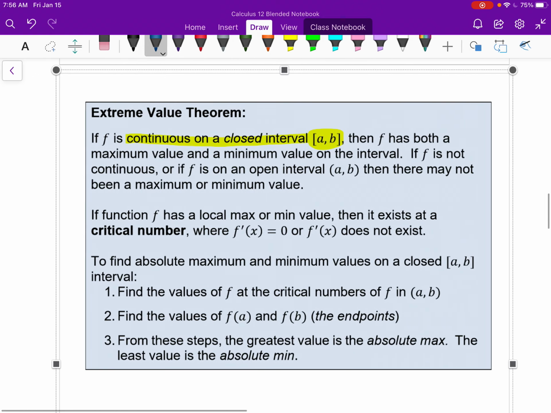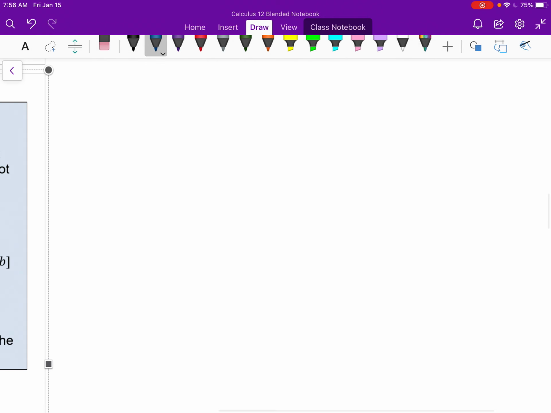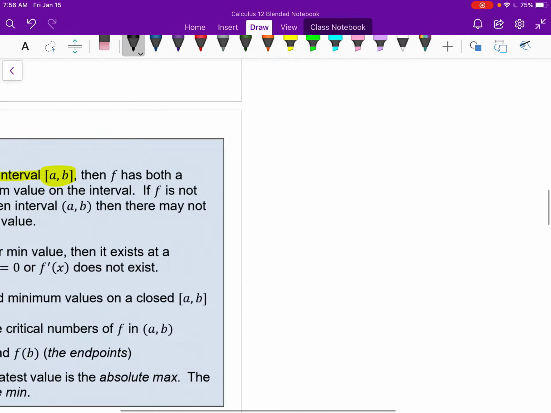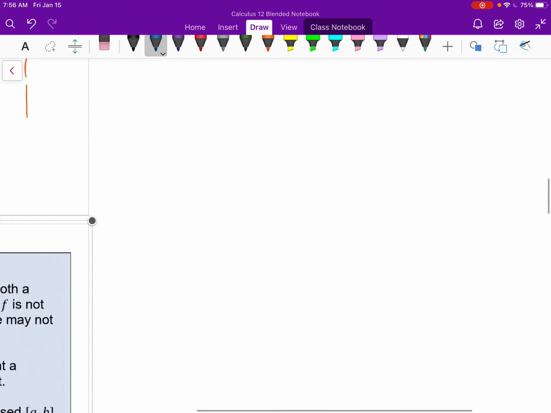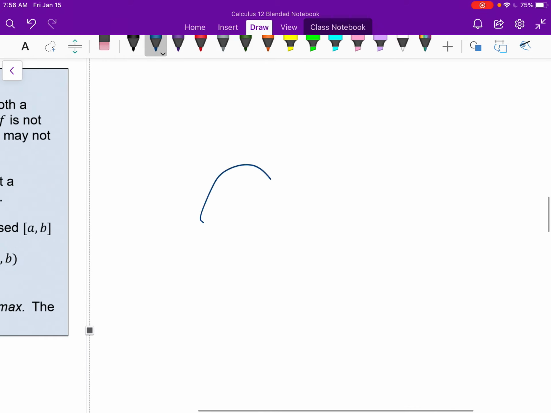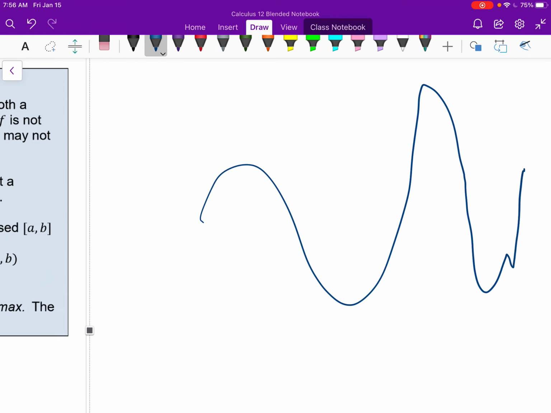Even if I draw something that's just a horizontal line, that's a closed interval. It's continuous. It has a maximum and a minimum. They're the exact same. The whole thing is both a max and a min. But it's also kind of boring, just a horizontal line. But again, if I just draw anything, as long as there's endpoints, there is an absolute minimum, there's an absolute maximum.